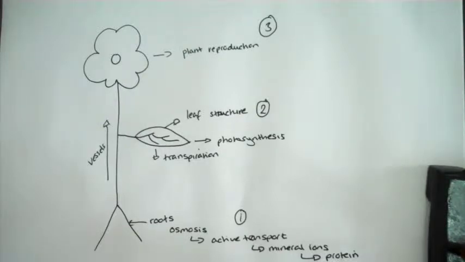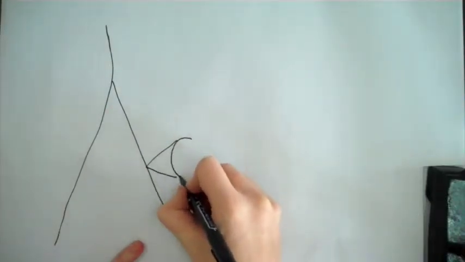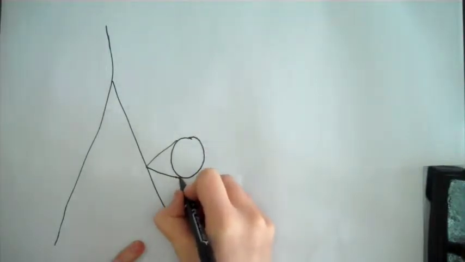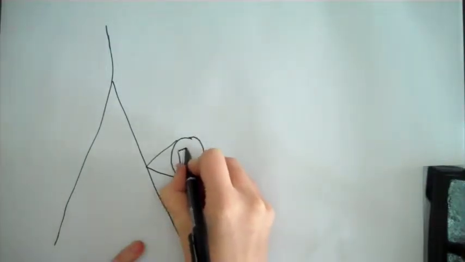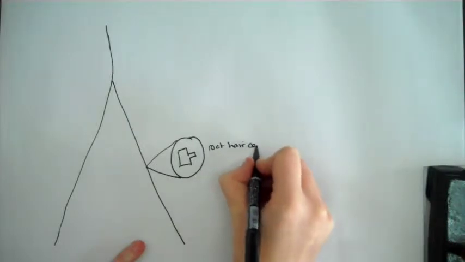So let's take a look at the root now. So if we look at our root, we know that water moves in by osmosis. But let's take a closer look at the structure of our root to understand how that water really moves through. So on the outside of our root, we will see that there are a number of specialised cells. Now these specialised cells are called root hair cells.